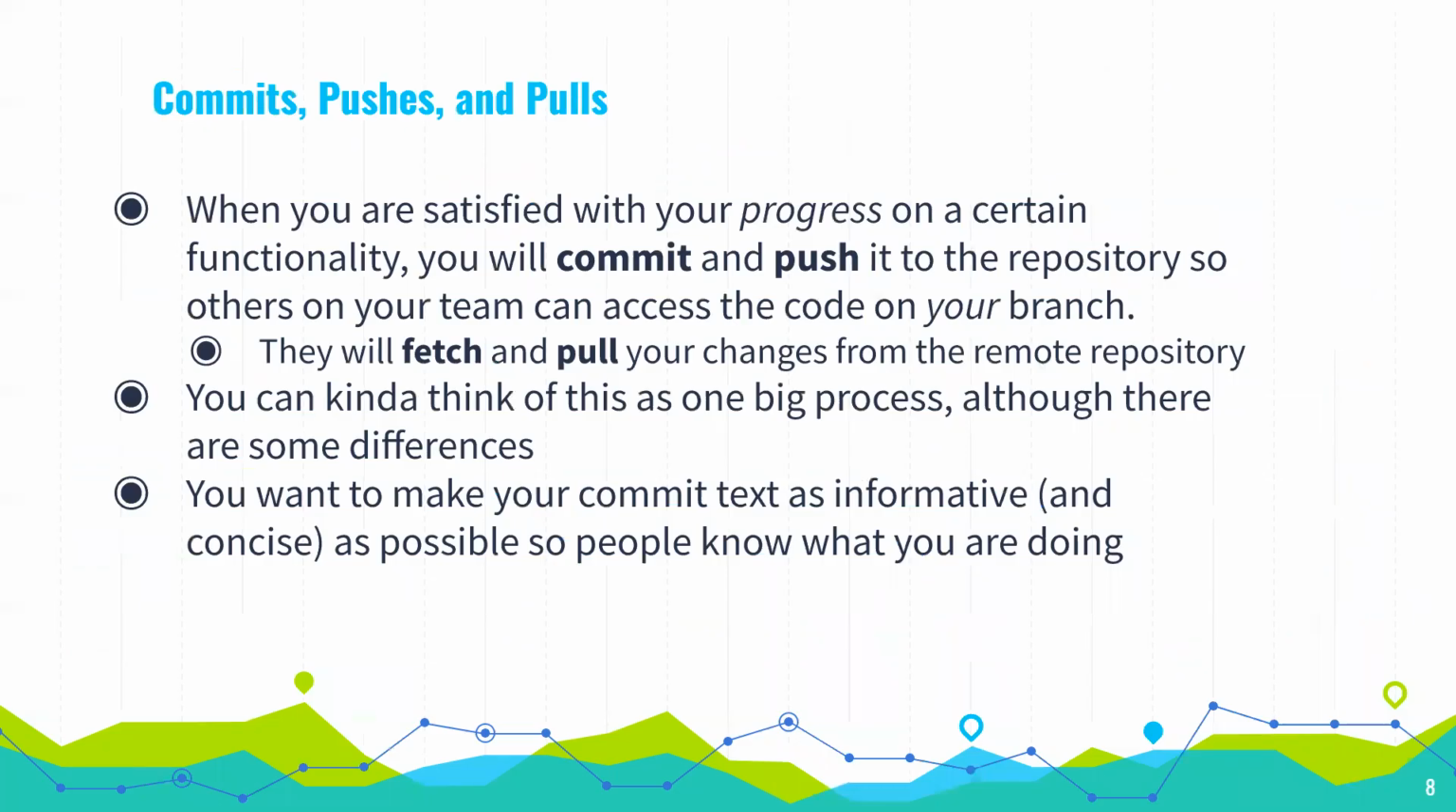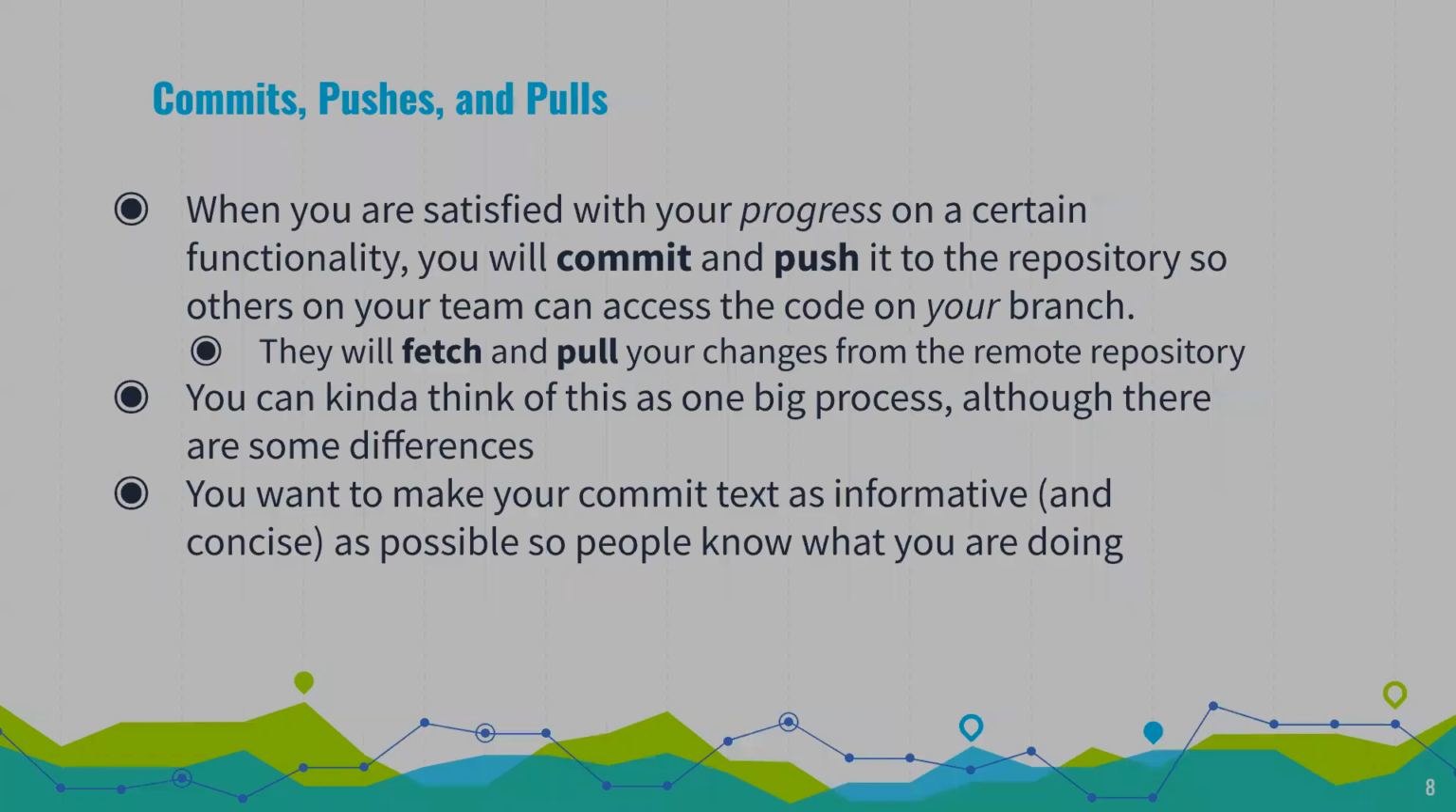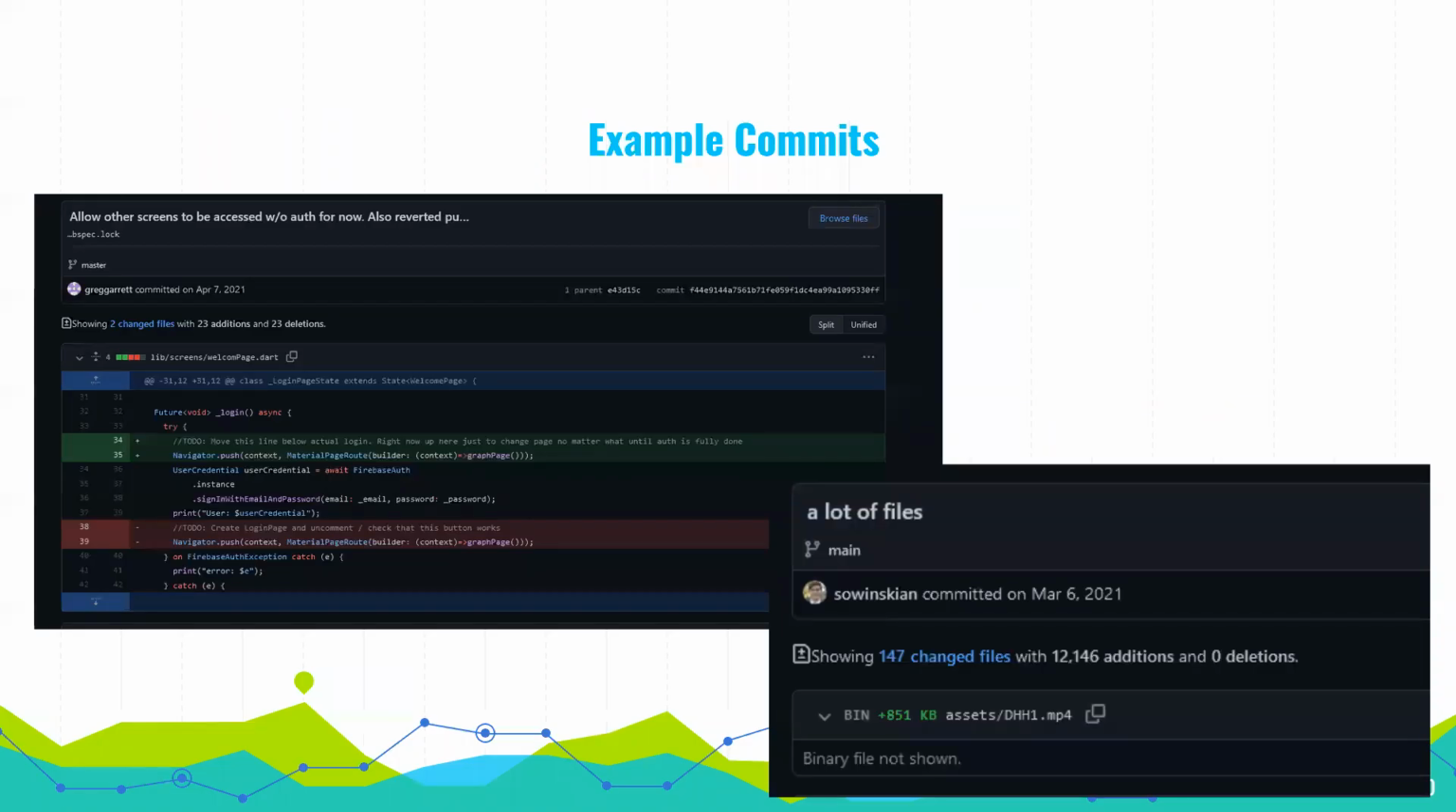A note on commits: you want to write commit text, which tells other people what you did in that commit. So if you change a bajillion lines of code because you're implementing blockchain, you want to describe that. Actually, you probably want to divide that into separate commits, describing each individual step. But here are 2 example commits. One's pretty good, one's not so good. So Greg was allowing other screens to be accessed without auth. And there's some changes, but that's a pretty descriptive description.